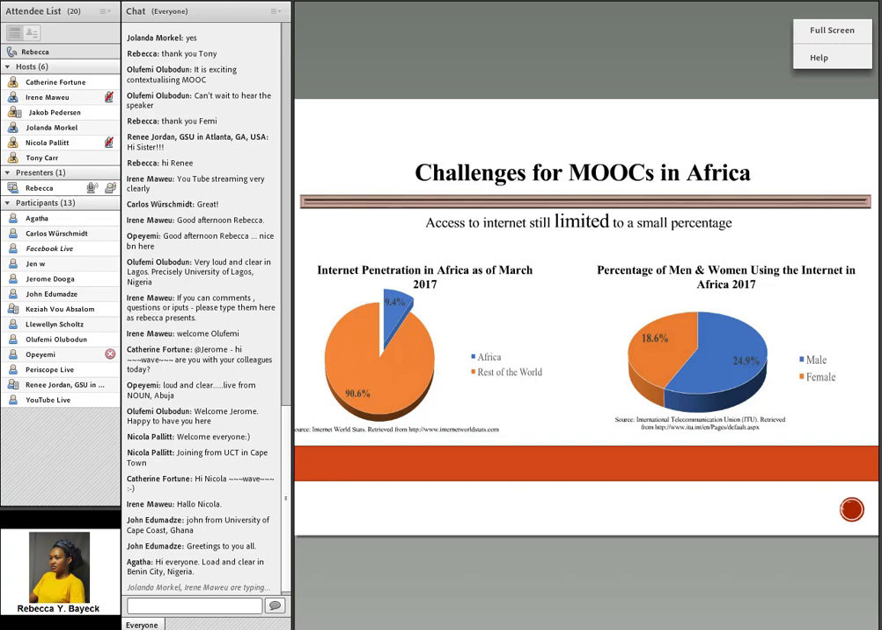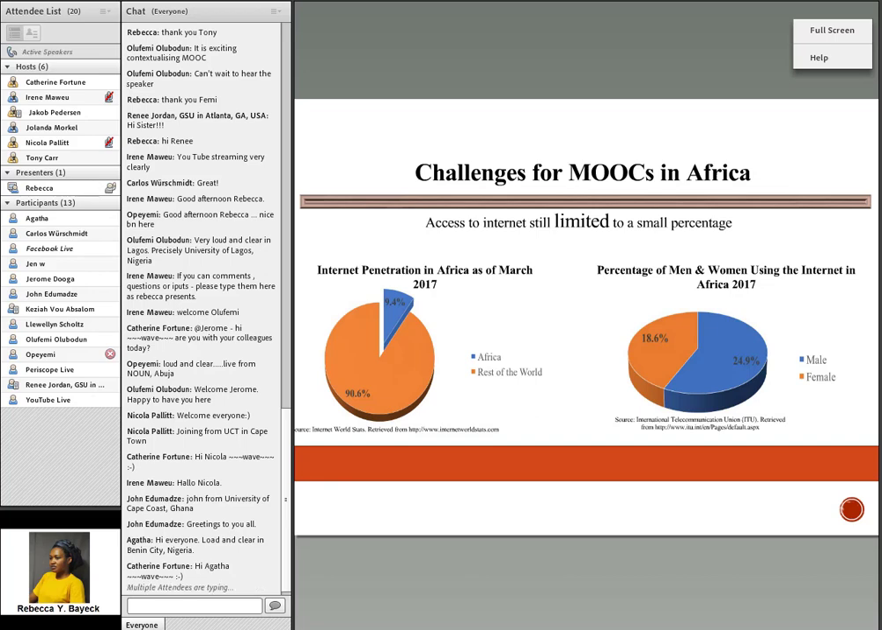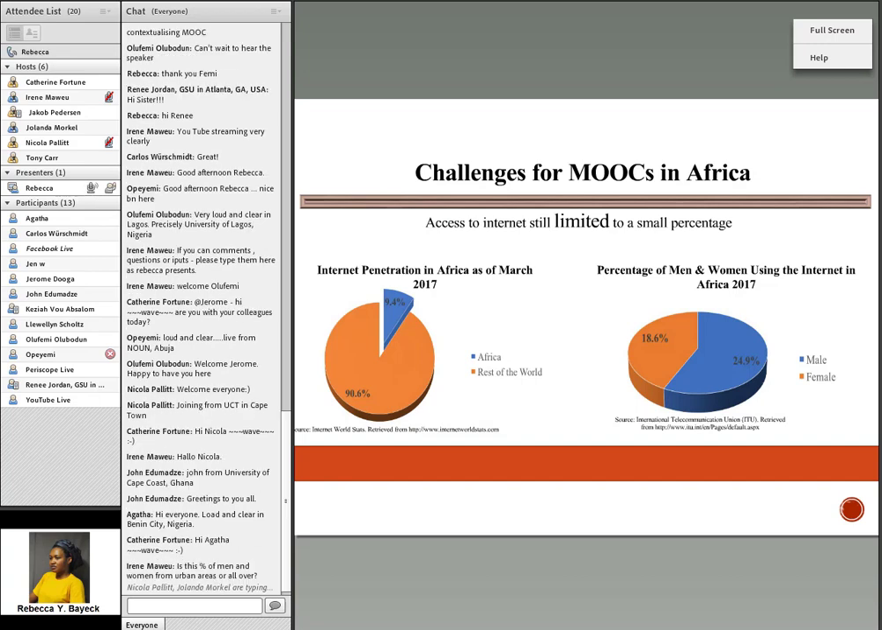And these MOOCs are actually based on what? Your web connection, as we said before, and having an electronic device. When we also look at the percentage of women compared to men using internet in Africa, we found that 18% of women are using internet and 24% of men. So we also see this disparity between men and women. Democratizing education in Africa using MOOCs is a little bit challenging.